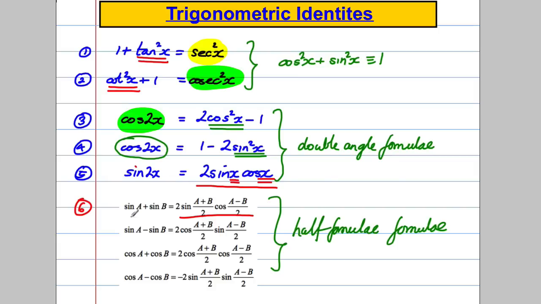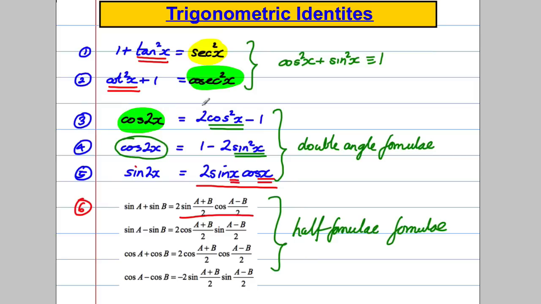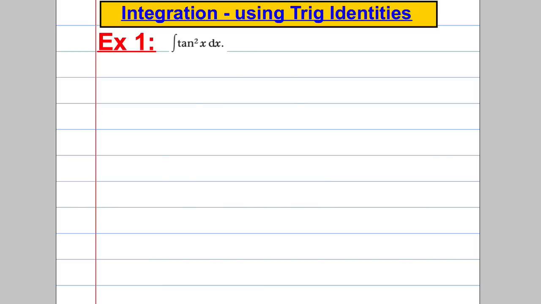Now it's all in the air now, it's all theory. It's best if I show you via examples how to do this, but the big idea is the following. We want to only be able to use these identities, and we're going to use these identities to be able to do those integrals. So let's have a go at the first example.